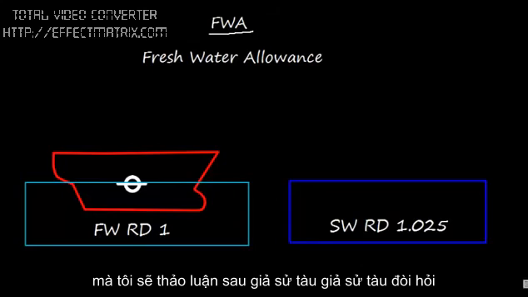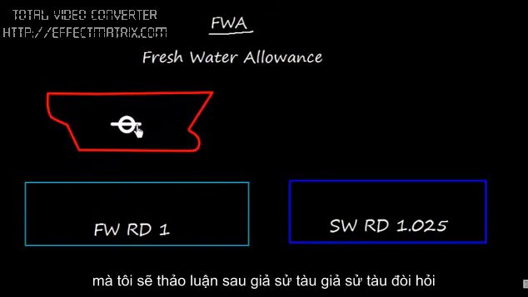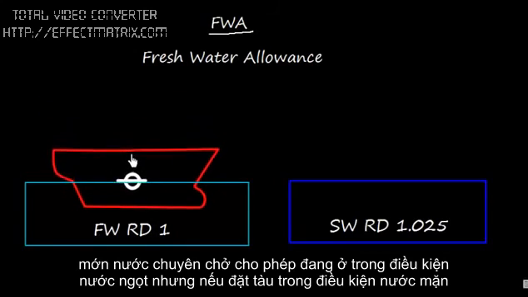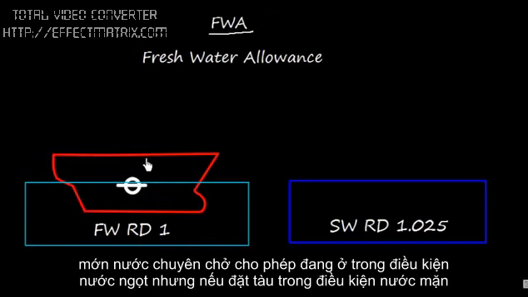So, suppose the vessel is having this required permissible load line and it's floating in fresh water like this. However, I shift this vessel to salt water.